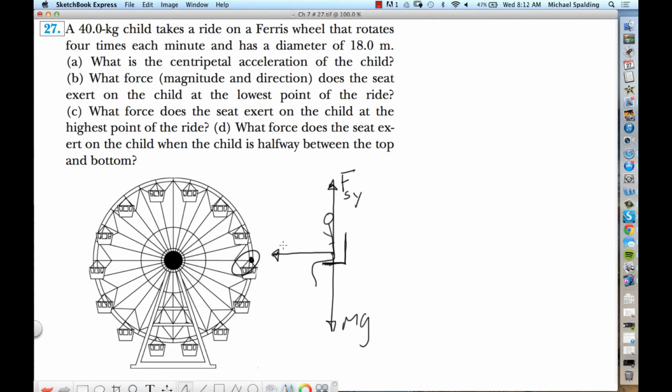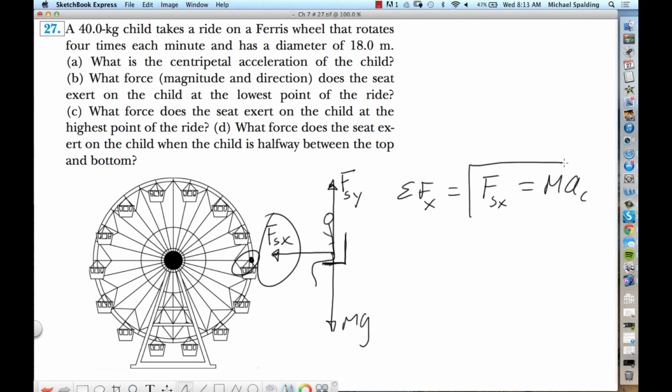And then, is the seat keeping him from sliding off? Yeah, because what if this seat were covered in butter? As the kid goes around the circle, what would happen? He'd slide off. So there has to be force of seat x, right? Okay, so let's solve these. Summing the forces x, what's the only x force? Force of seat x. Look at that, it points to the center, right? So that's equal to ma, or that's the centripetal.